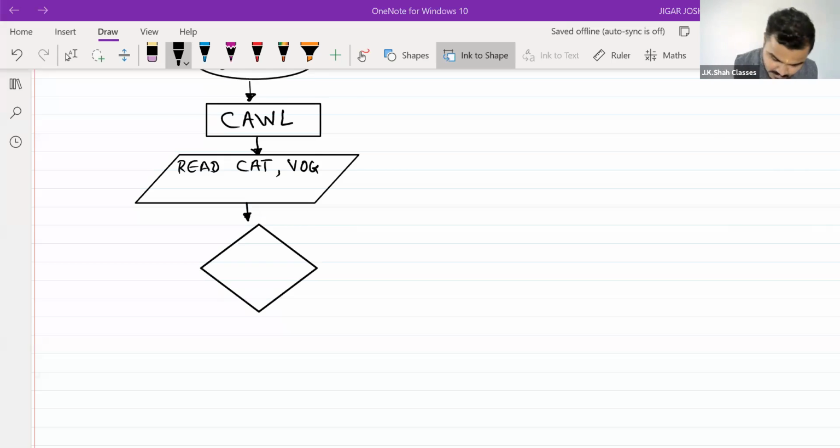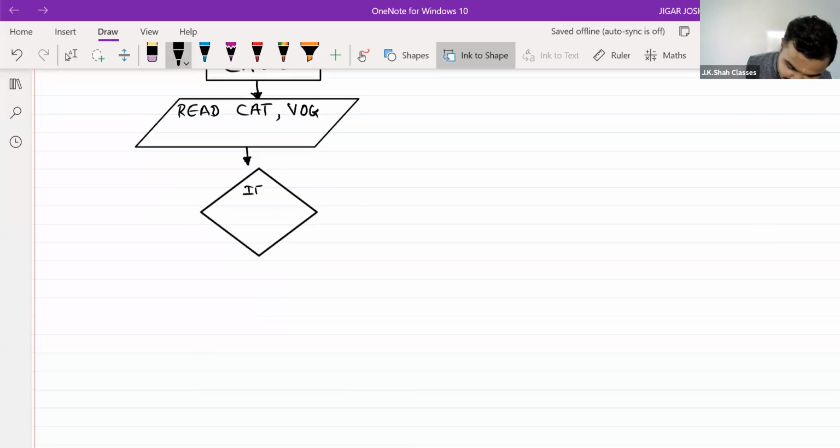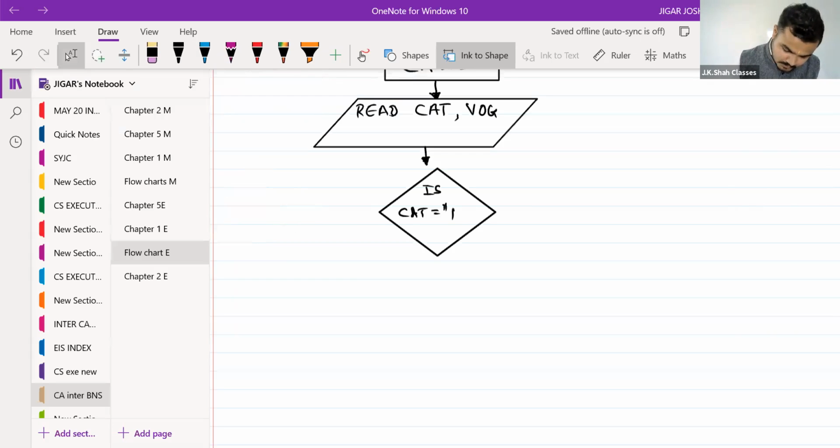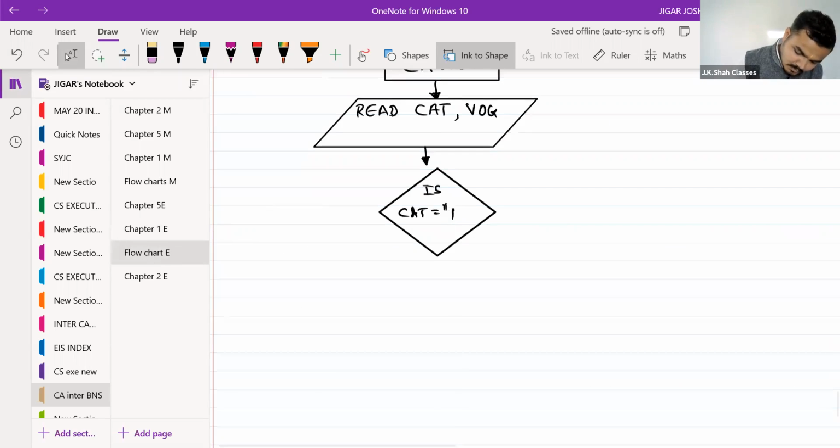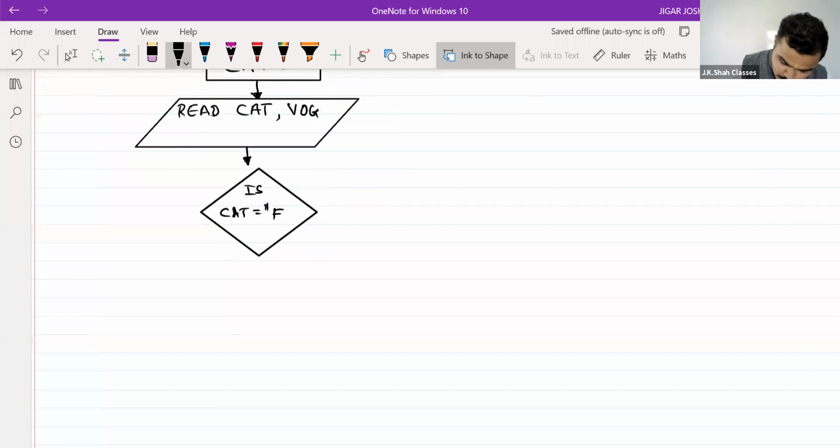After read, we will ask the first question. What would be my first question? Is category equal to, the first one was what? Electronic item. So I'm writing the short form EI. I'll ask: is category equal to EI?